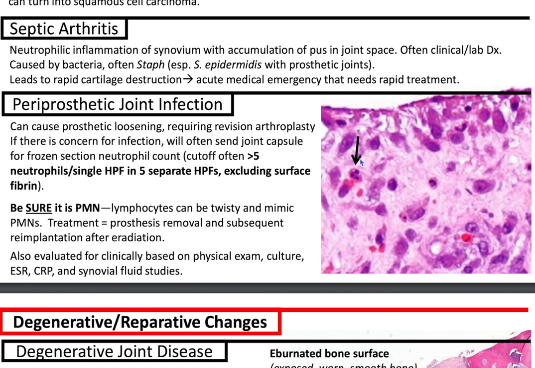You want to make sure it is indeed neutrophils, because this is a frozen and it's not as good quality as your H&E that's been processed overnight, because lymphocytes can be twisted and mimic PMNs. You don't want to call the lymphocytes neutrophils, because then the surgeons will remove the prosthesis, with subsequent reimplantation after eradicating the infection. Some ancillary studies besides microscopy are physical exam and cultures. You'll have elevated ESR, CRP, and synovial fluid studies.